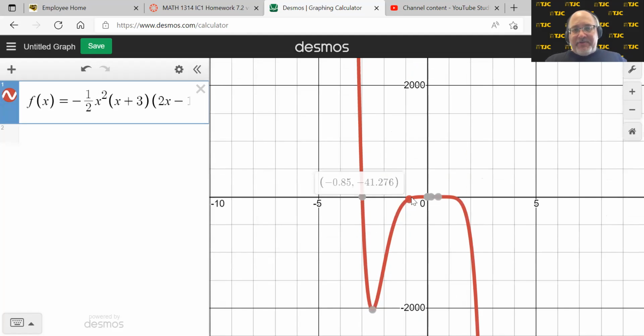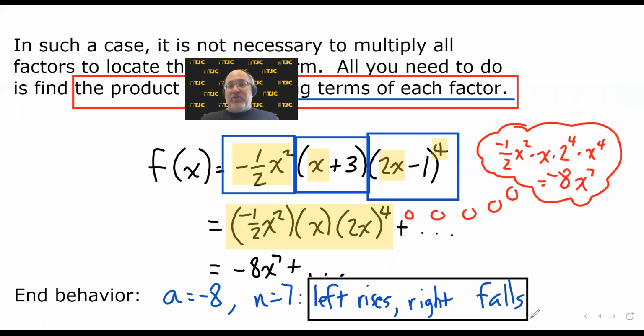Starts high, dips, does a little wavy thing in the middle that we can't see because we're zoomed so far out, and then it drops down. But it is confirming what we said, that the left end is rising and the right end is falling. Now, some of you are thinking, can I just go into Desmos, draw the graph, and answer what the end behavior is? And the answer is yes, but there are some questions later where that will not be an option.